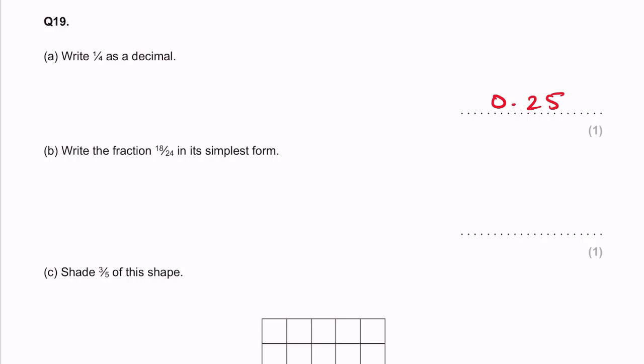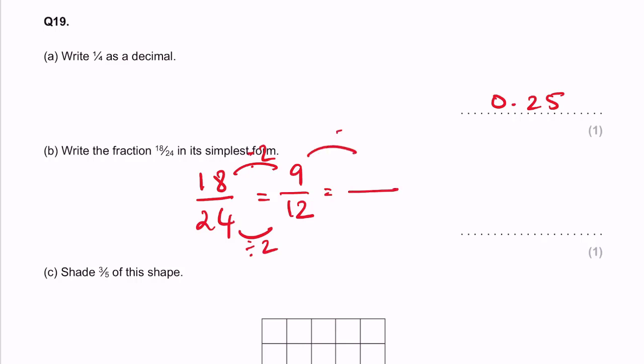Write the fraction 18 out of 24 in its simplest form. So 18 out of 24. Simplest form, let's divide by 2. That gives us 9 over 12. So divided by 2, divided by 2. 3 goes into 9 and 12. So divided by 3, divided by 3, which is 3 over 4, which is 3/4. And that will give us the answer, 3 over 4.